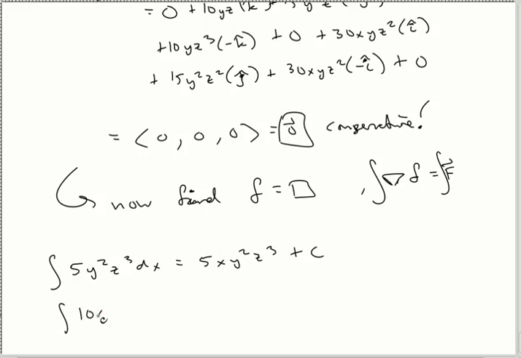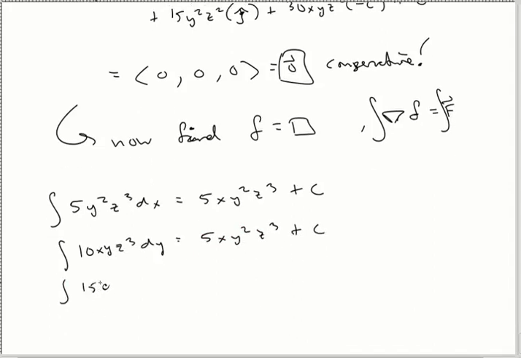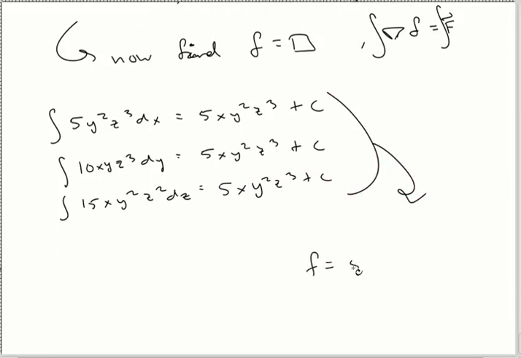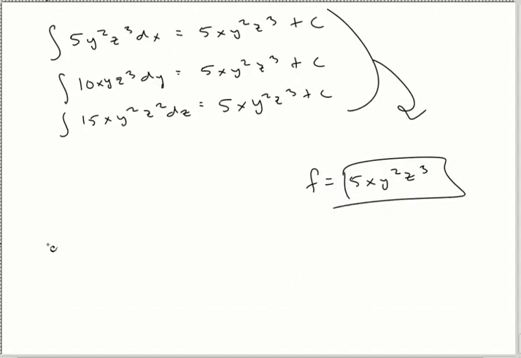Get an xyz cubed dy. Here my y is going to, actually, you know what? Yeah. My y is going to square, and then I divide it by 2. It actually makes the same thing. And then the last one, 15xy squared z squared dz. Again, integrating, I'm going to cube it. Divide by 3 would make literally the same thing again. And so you can see that your potential function is, well, basically this one piece, because there's no other pieces for it to be. And that's the end of that problem.